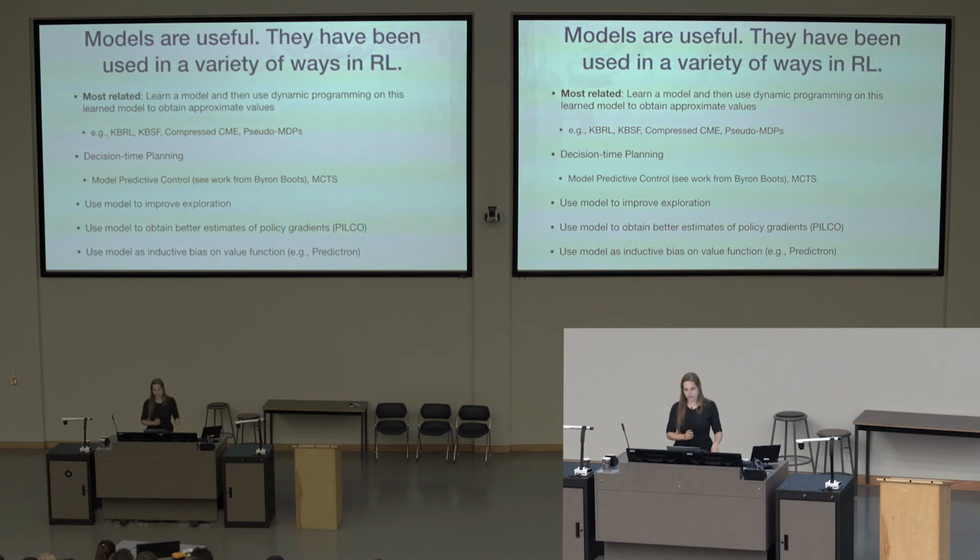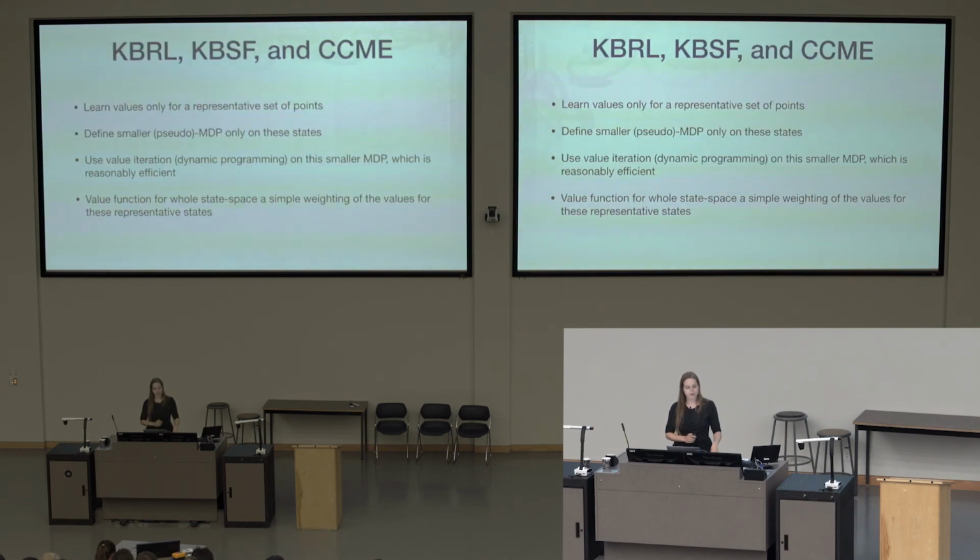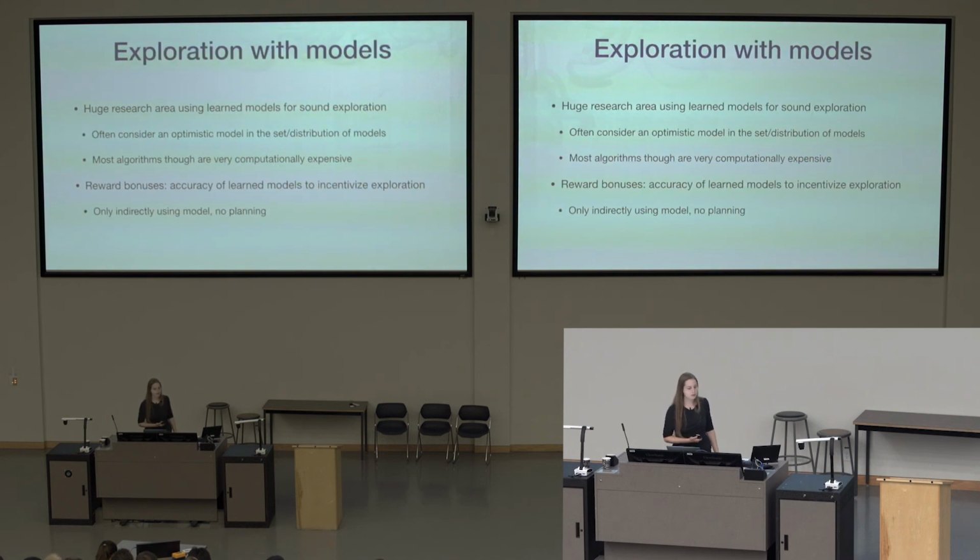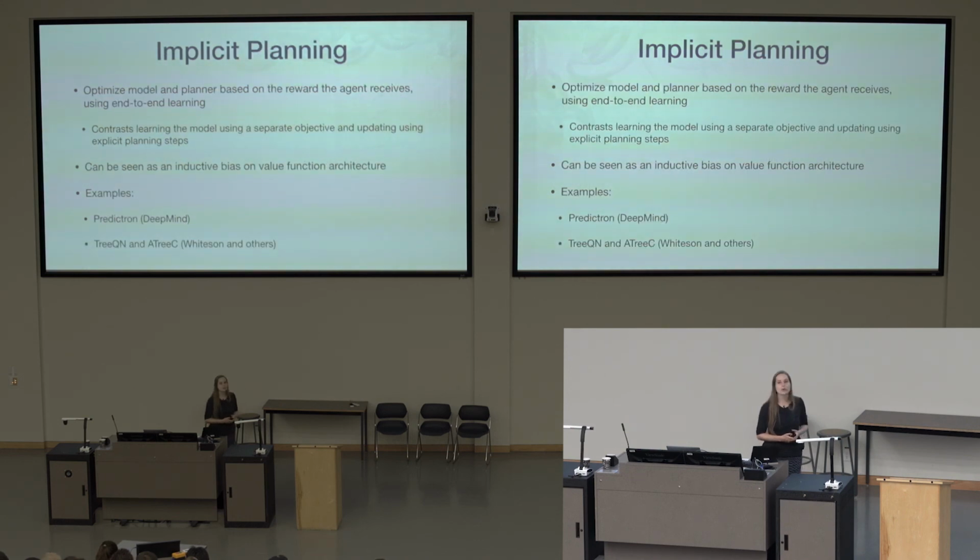I have now run out of time, so I have a few slides in here. If you'd like to know more about these other strategies people have used to learn models, you can go through here. I've listed them intentionally so that you could look at them yourself afterwards, but there are some comments here about exploration with models. It is a really big research area. Arguably, most of the work in exploration is with models. And then these implicit planning strategies that I just mentioned, like the Predictron and TreeQN and A3C. I just needed to mention that algorithm name because it's awesome.